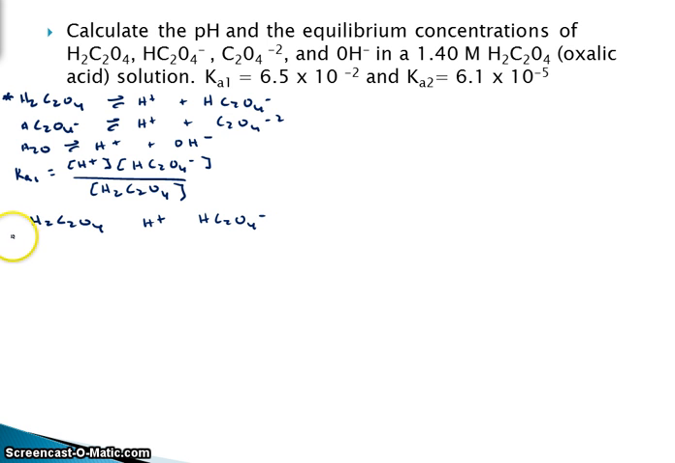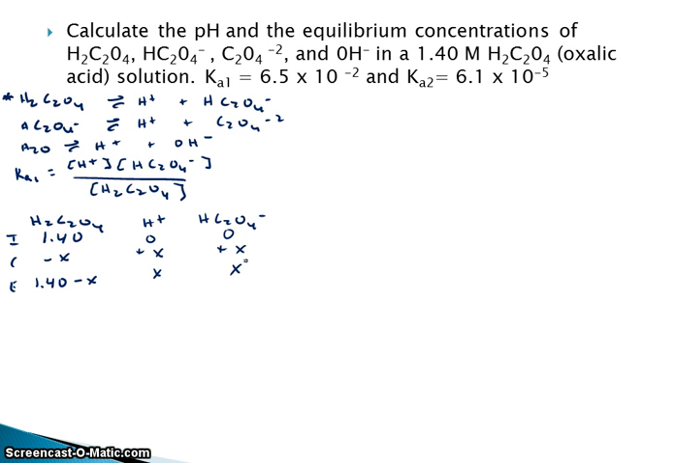For the initial concentrations, when we look at the problem, we've got 1.40 molar oxalic acid initially. And the way that the problem's worded, it doesn't say anything about having hydrogen or hydrogen oxalate initially in the solution. Our change, some of that acid will dissociate, and it will produce equal amounts of our ions. So at equilibrium, we'll have 1.40 minus x, x, and x.